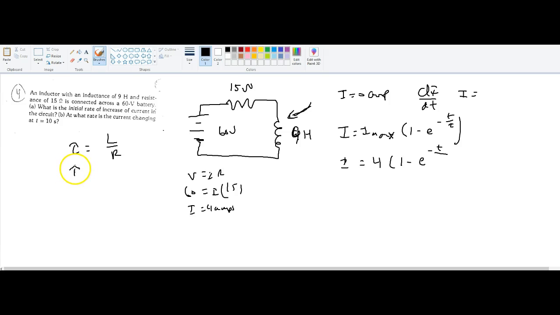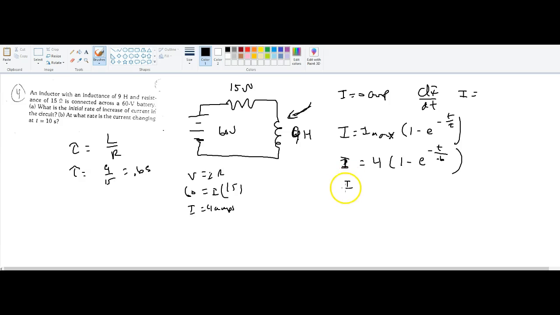Okay, so time constant: L is 9, R is 15. So my time constant is going to be 9 divided by 15, which I just picked up my calculator but put it back down because that's ridiculous. It's 0.6 seconds. So I'm going to put a 0.6 down here, and I'm going to put parentheses on the end of it. All right, so this is my I equation, correct?